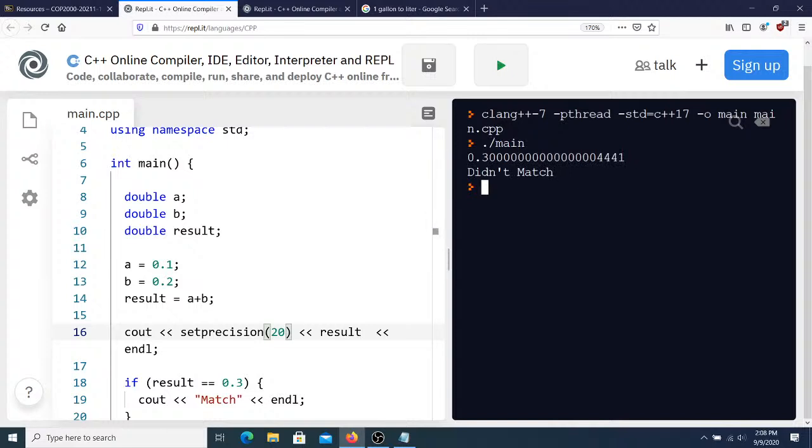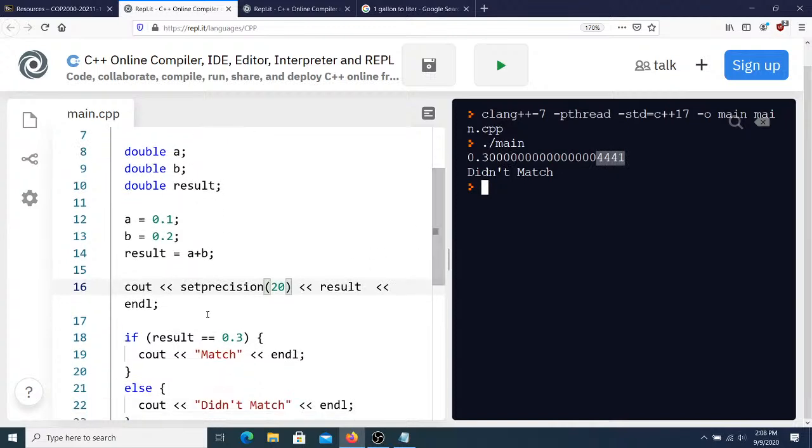The number isn't 0.3. What's the full number? 0.3 and then a bunch of zeros and then some stuff at the end. Does this make sense now? I'm not saying is 0.3 equal to 0.3. What I'm actually saying is, is this number equal to 0.3? Yes or no? No. So you might think that's super weird. Why would they write a programming language to do that?